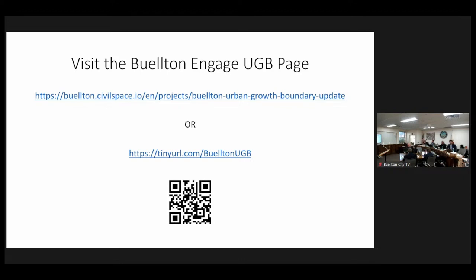I'm proud of you. You did a QR code. Hey, I did a QR code. I know, that is how these things work. Impressive. You can also just Google Buellton Engage and you get it right there.